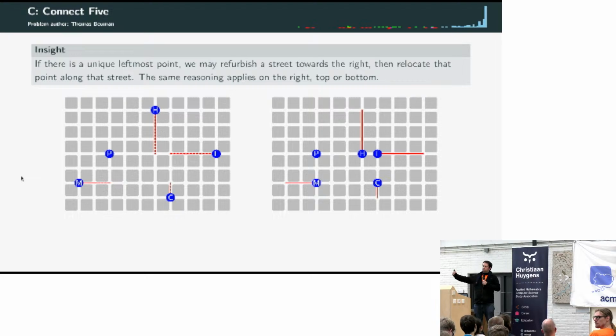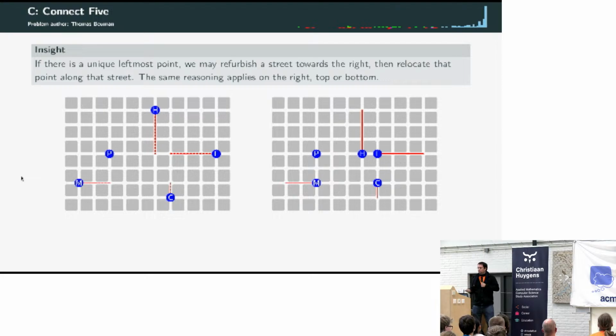Then we may just as well make a street that goes from there towards the right until it hits the second least x-coordinate. And then you can do, of course, the same thing from the bottom, from the top, and from the right. And the other thing is, if you drew that street at some point, then you can also just relocate that point of interest along the street.